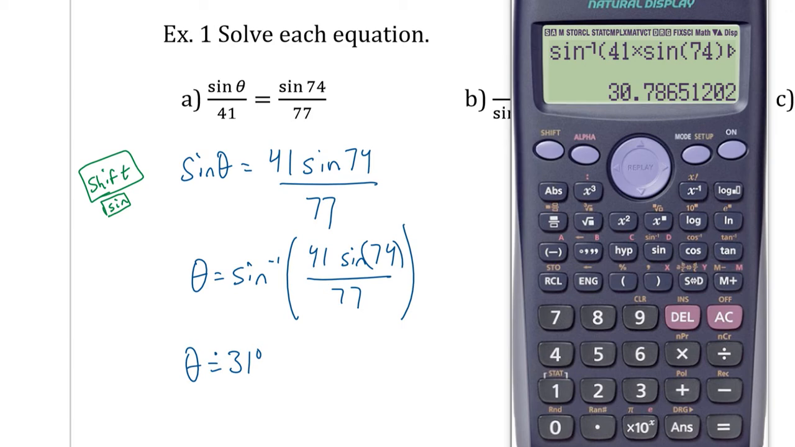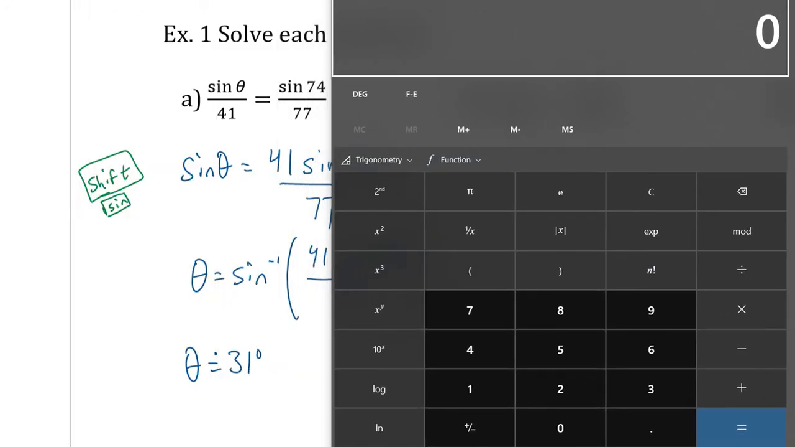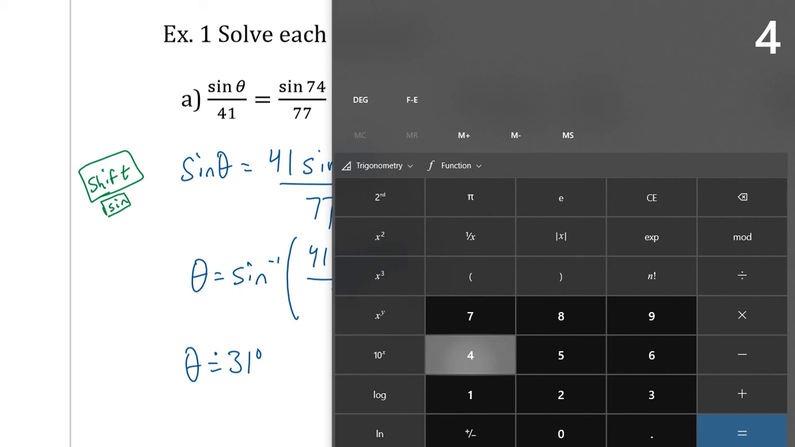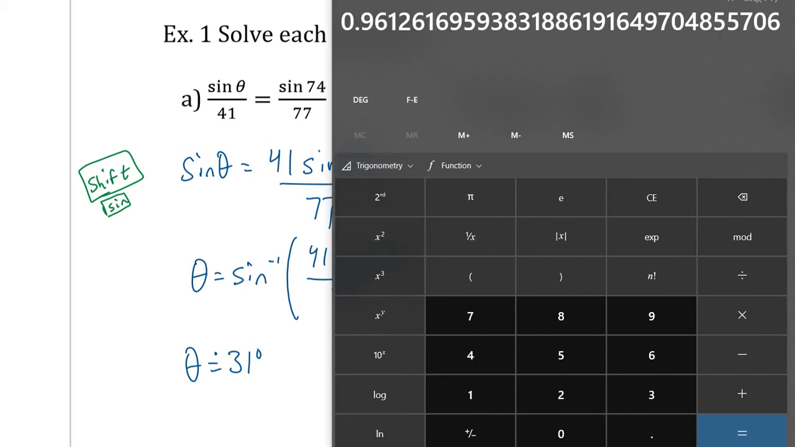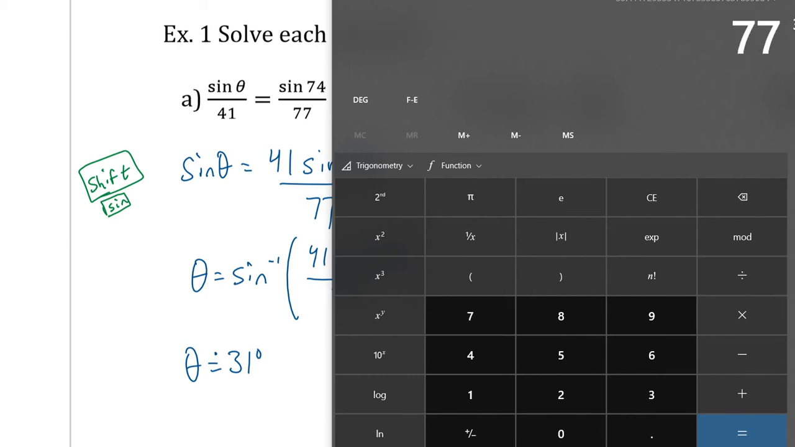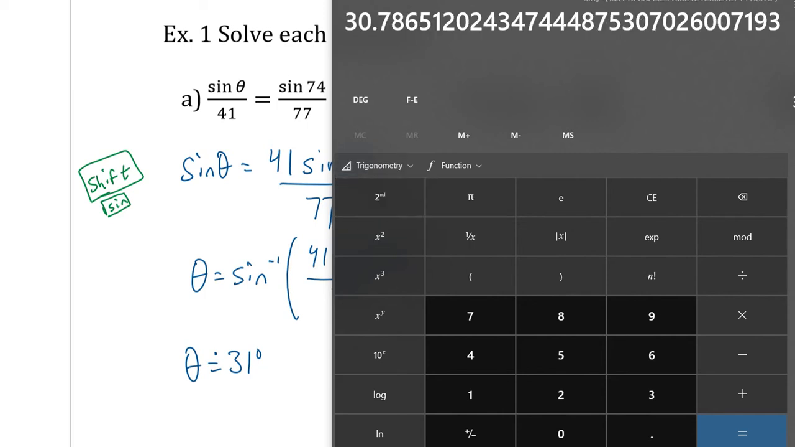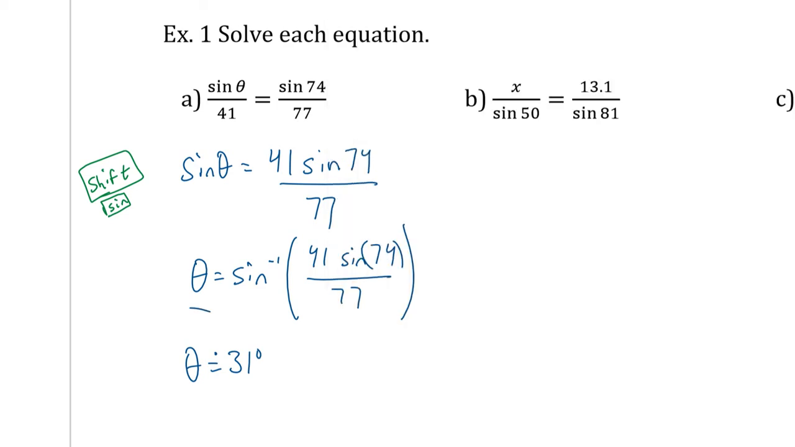On these ones where you can punch everything in all at once. What if you have one of the other types? Well, I'm going to do 41 times, remember you put the angle in first, so 74 sine equals divided by 77 equals, and then I'm going to do second function sine. So I do everything first and then I hit second function sine, and look at that, 30.7 or 31 degrees.